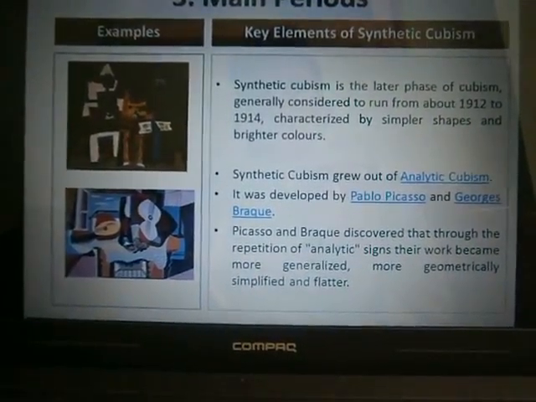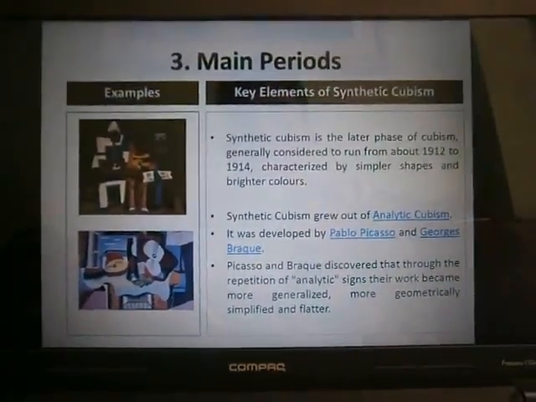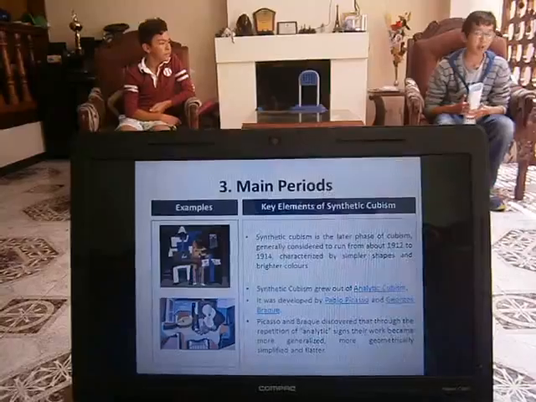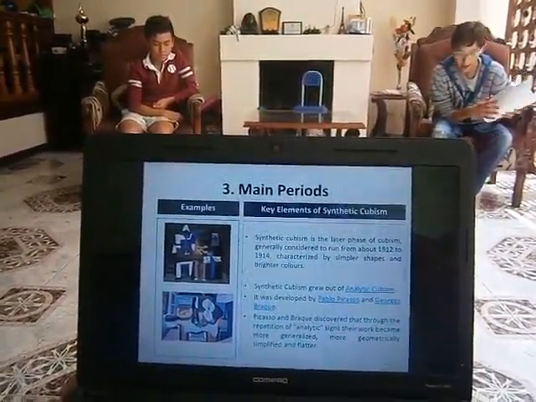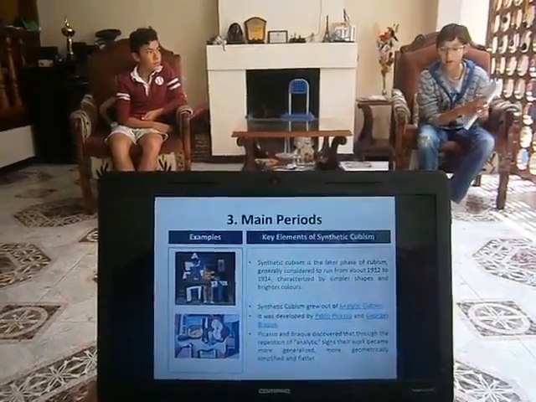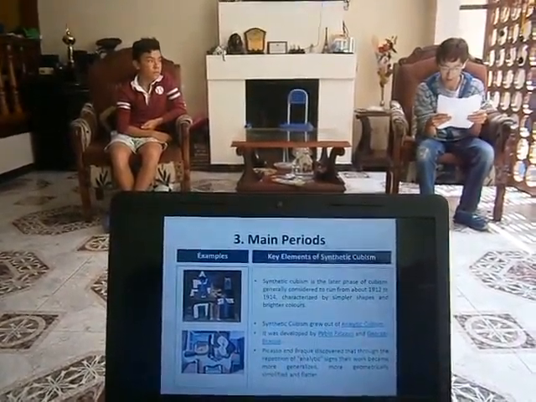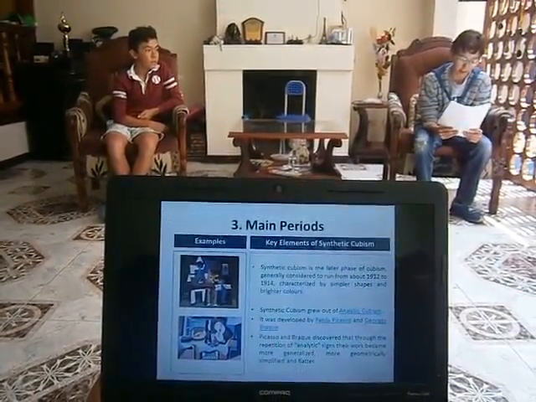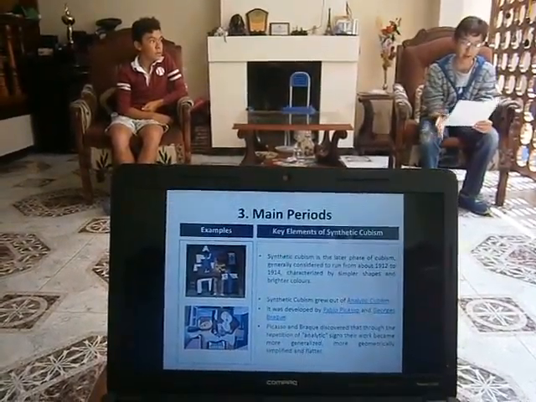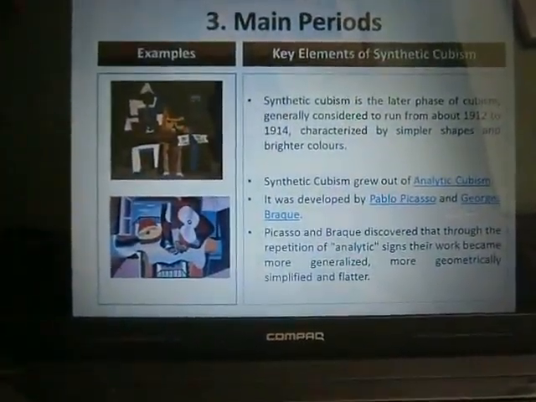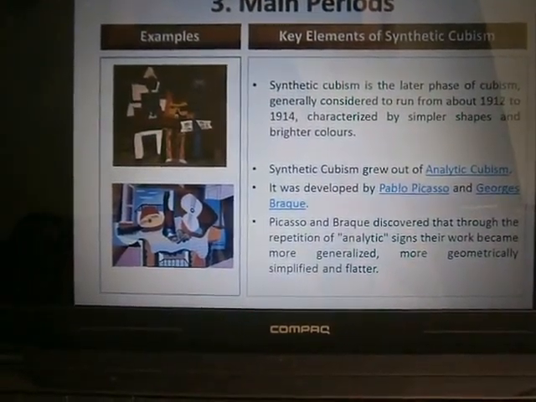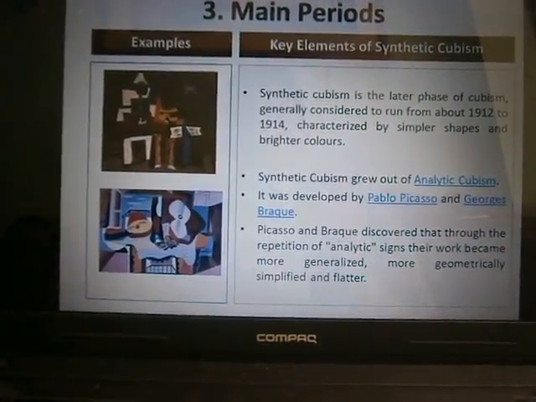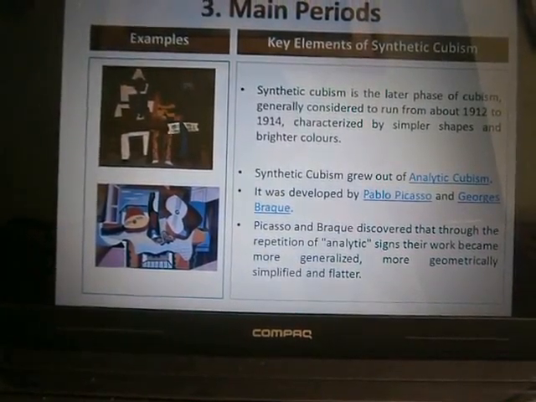Synthetic Cubism. Synthetic Cubism is the latest phase of Cubism, generally considered to run from 1912 to 1914, characterized by simpler shapes and brighter colors. Works of this art emphasize the combination, or synthesis, of forms in the picture. Color is extremely important in the piece, and shapes become larger and more decorative.